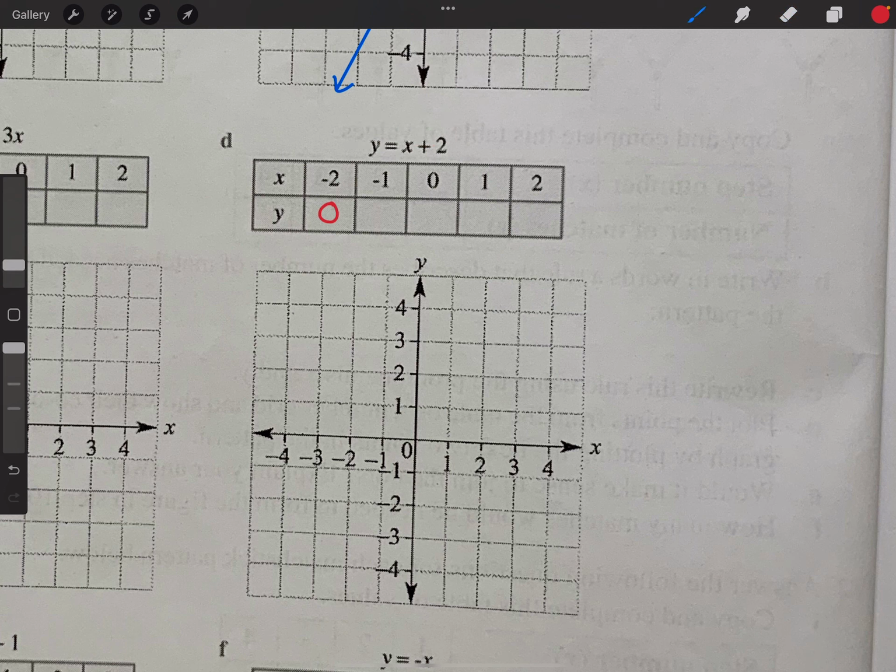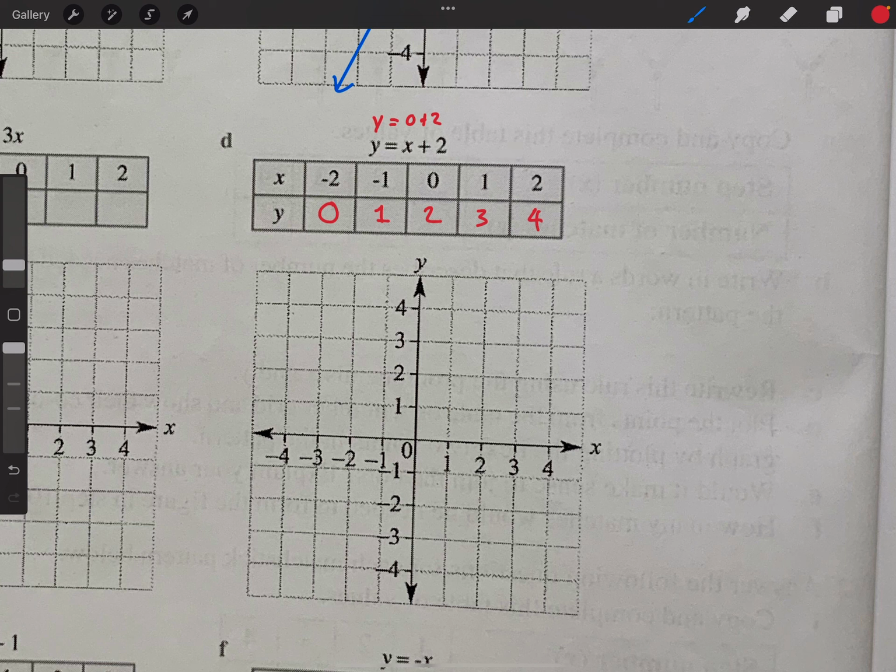When x equals minus 1, y is equal to minus 1 plus 2. Minus 1 plus 2 will be 1. When x equals 0, y equals 0 plus 2, that makes it 2, and so on. We just have to add 2 to the top number. So 1 plus 2 will be 3, 2 plus 2 will be 4, and so on. So you can just use these coordinates and graph it again.